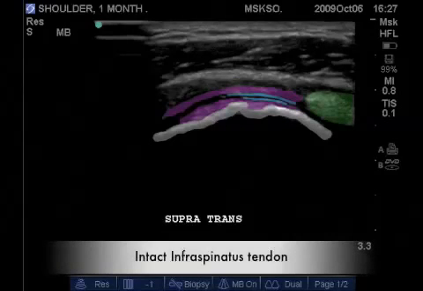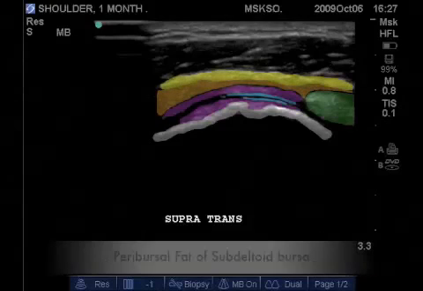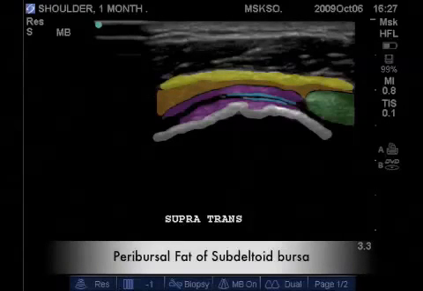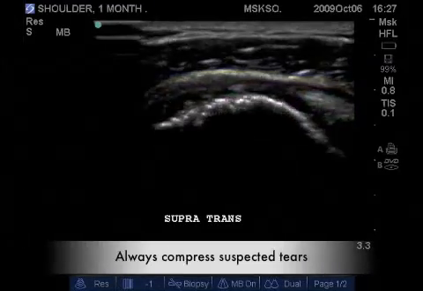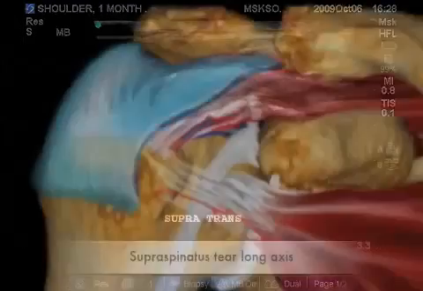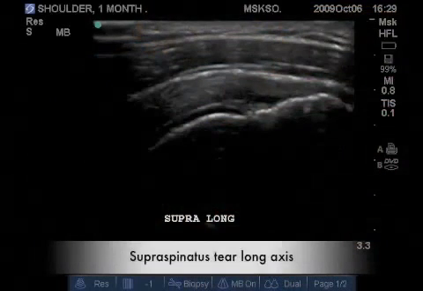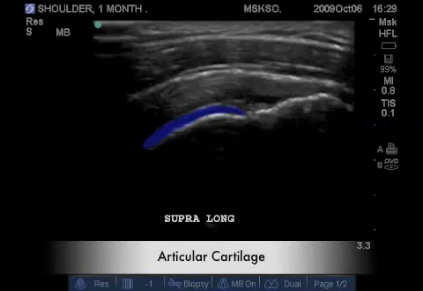Highlighted here in green is the intact infraspinatus tendon. Orange represents the thickened synovial layer of the subacromial bursa, and yellow is the peribursal fat. When in doubt, always compress areas of simple fluid. Here is an illustration depicting the long axis of this tear. When imaging the supraspinatus tendon in long axis, rely on your bony landmarks.